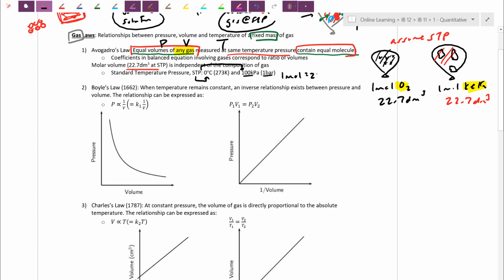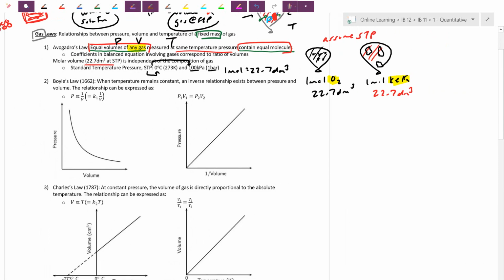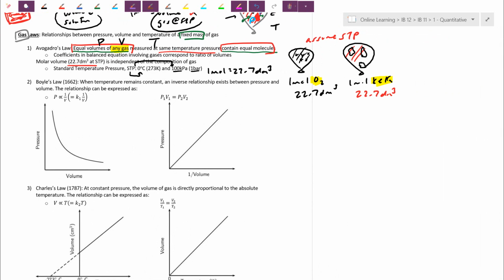1 mole of any gas is 22.7 liters. This actually gives us a nice conclusion for next week as well. We don't necessarily have to be at STP, but the conclusion here is the temperature can't change over the course of the reaction. So I'm going to take a look at a fairly famous equation here.